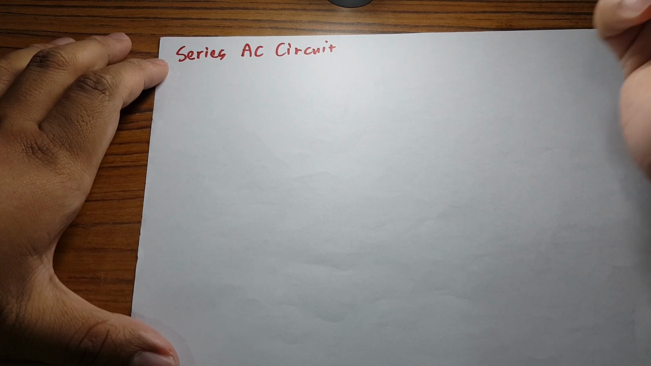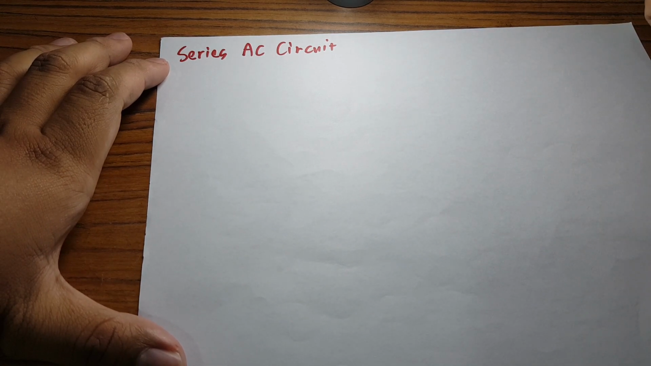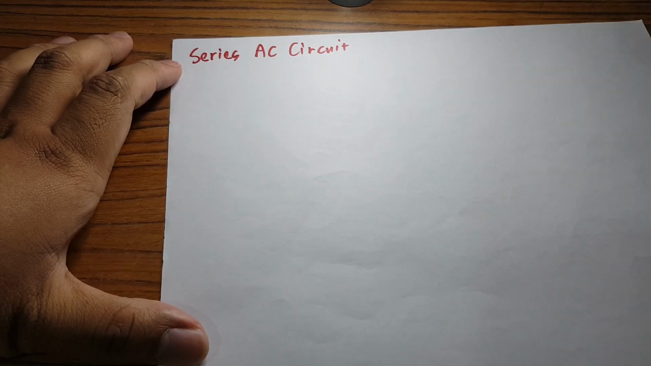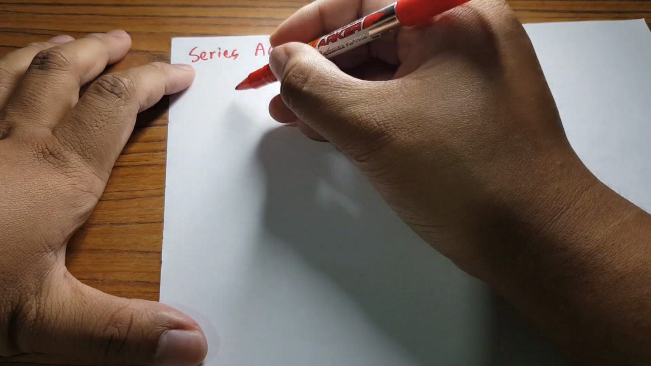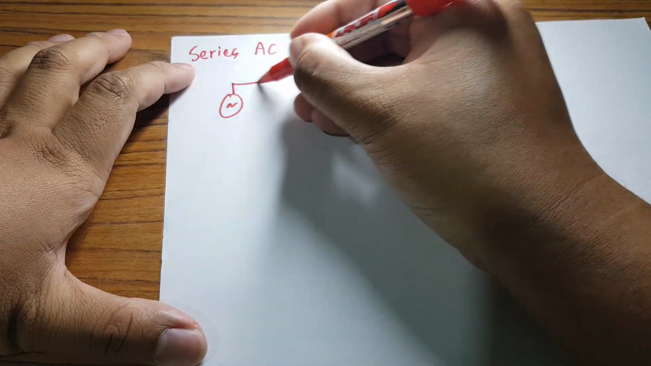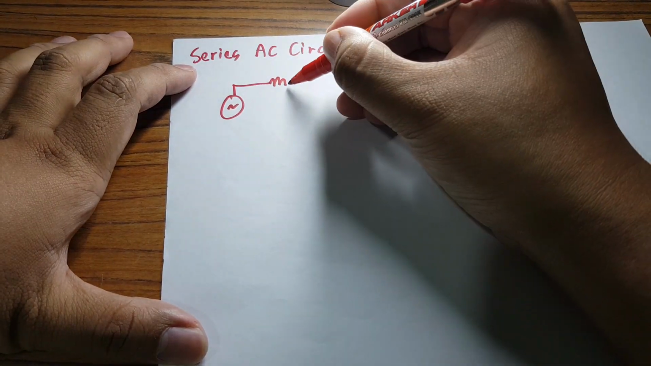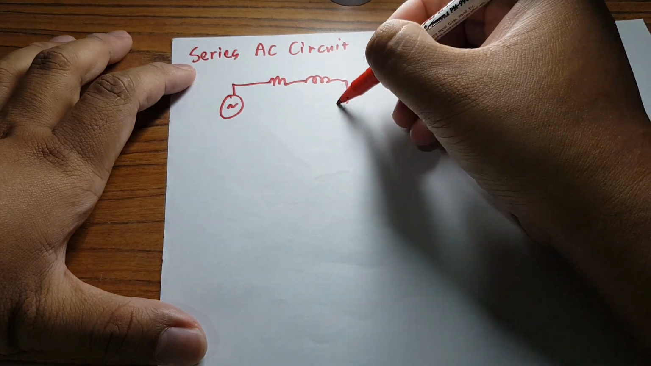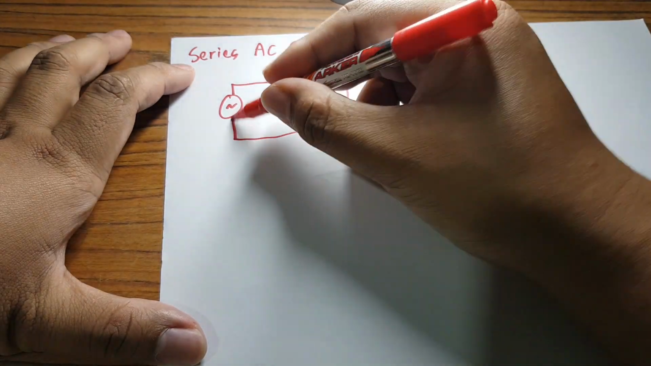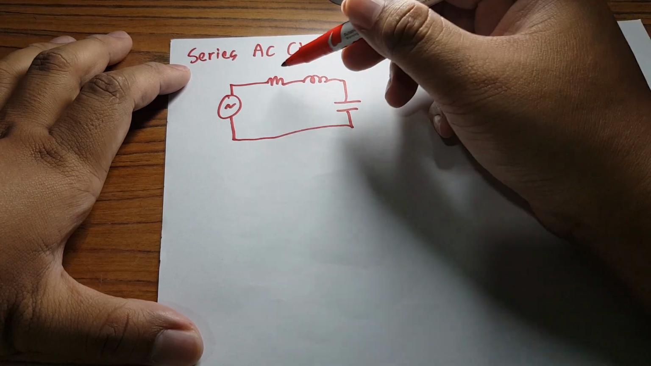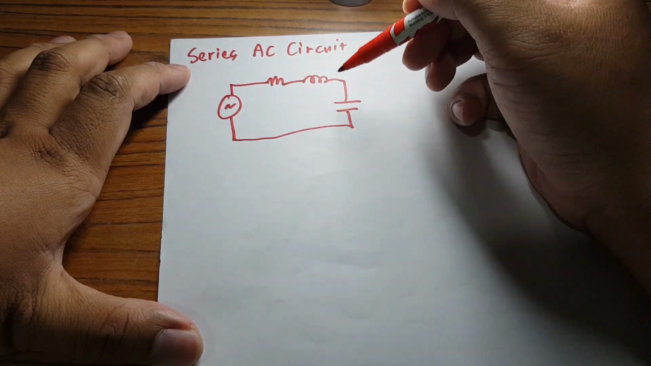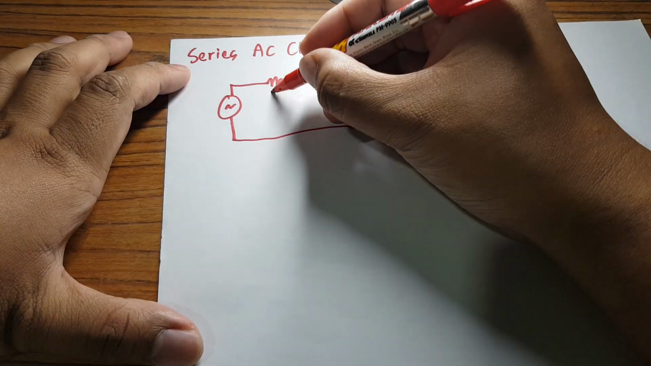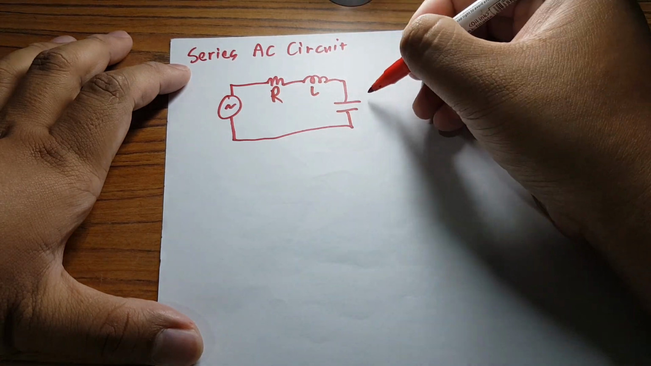Hello, today we will discuss series AC circuits. AC series circuits means that you have a source, usually a resistor, an inductor, and a capacitor. They can be arranged any other way, so it doesn't matter. So this one is R, this one is L, this one is C.